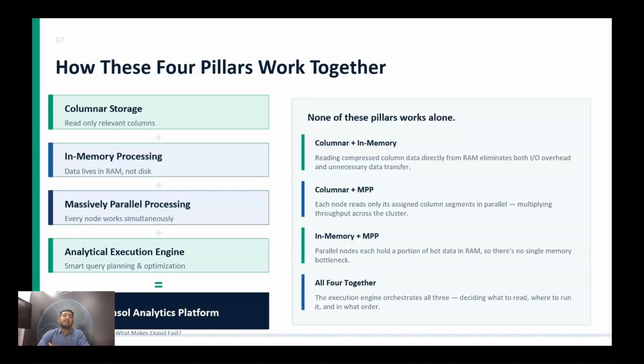So how do these four pillars work together? Columnar plus in-memory: compressed column data is read directly from RAM, with no decompression step and no unnecessary I/O. Columnar plus MPP: each node reads only its column segments in parallel, so throughput multiplies linearly with nodes. MPP plus execution engine: the cost based planner decides what to read and where to run it. All four together, every query finds the shortest path from storage to result automatically, without manual tuning.